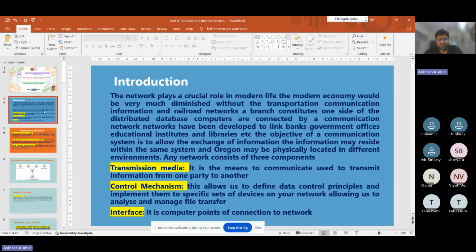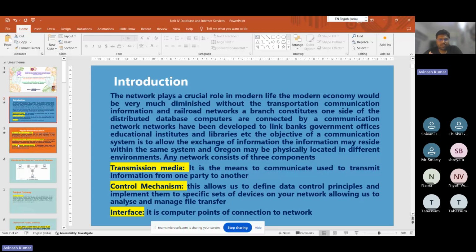Control mechanism allows us to define data control principles and implement them on a specific set of devices on your network, allowing us to analyze and manage file transfer. And interface is a computer point-to-point connection. Actually, this is the mechanism of transmission of data. With transmission of data we can communicate from one computer to another computer. And control mechanism means we have a particular system, then we can control each and everything on the particular network. And interface is one computer's point-to-point connection to another network.